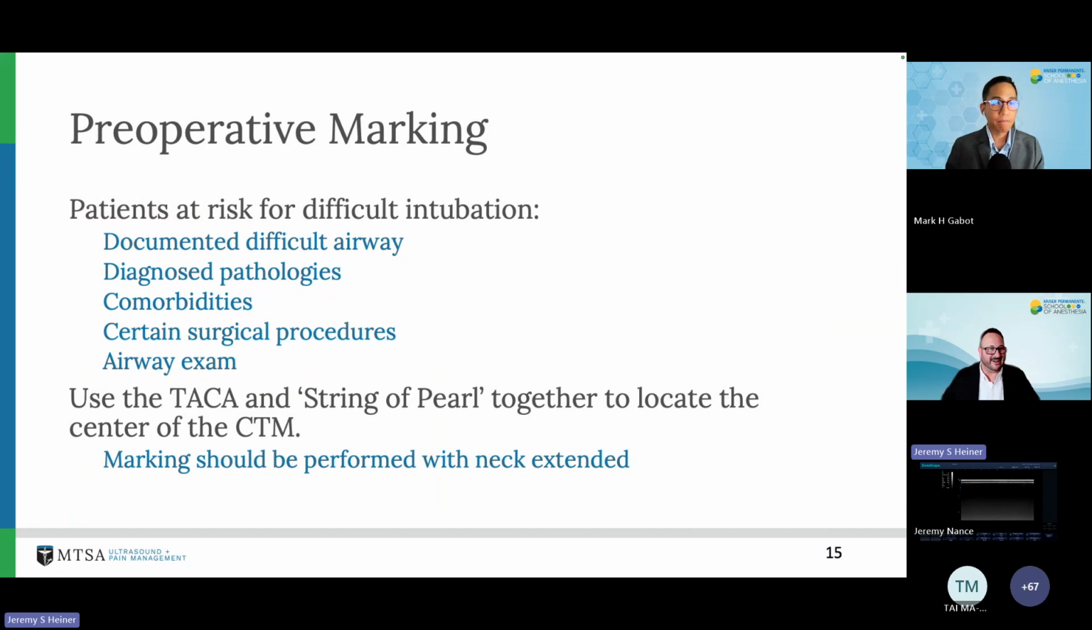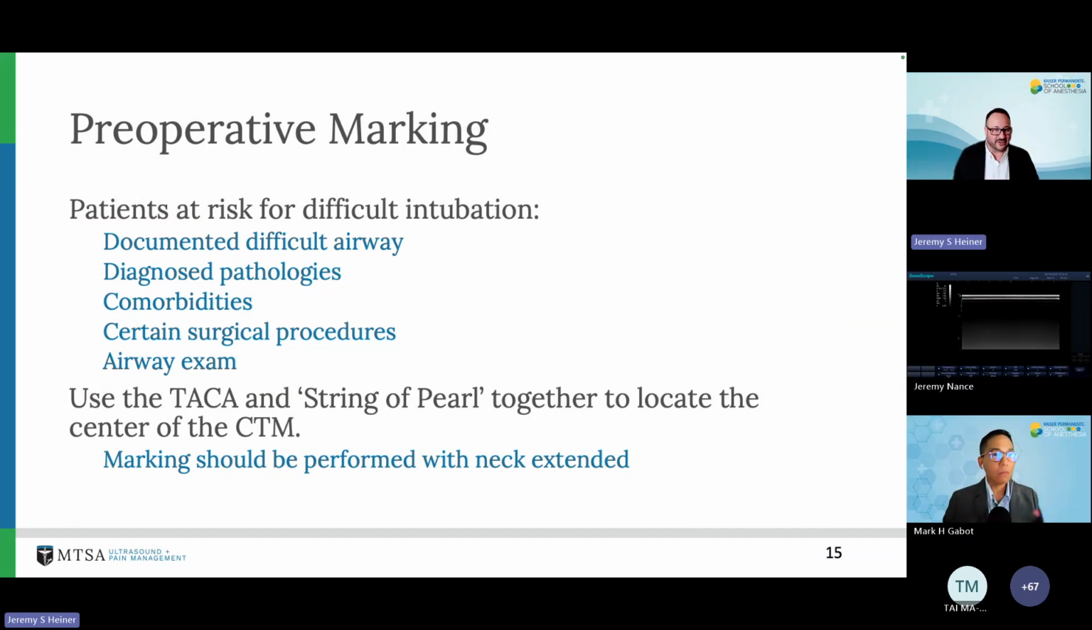All right, yeah, thanks a lot, Mark. Because really, this is where the rubber meets the road. And if we're going to be doing this assessment, we want to know where the cricothyroid membrane is, in the event we get into trouble or we end up in that plan D, which is cricothyrotomy.